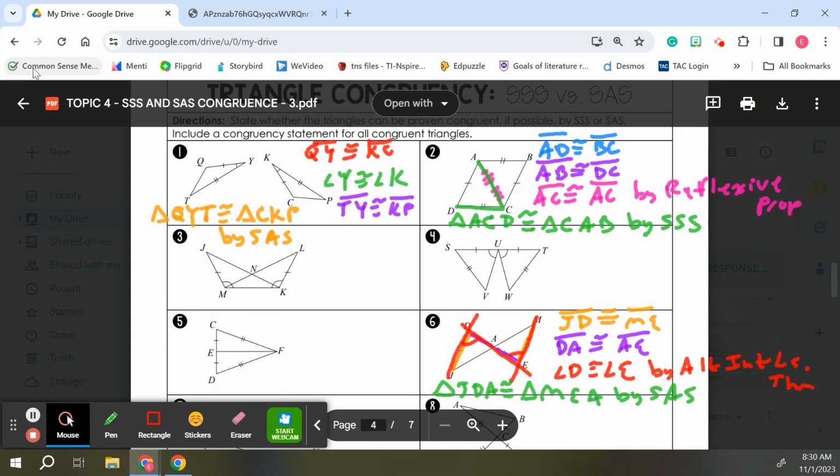Wait, so what angles did you say? On both sides. Where was it?